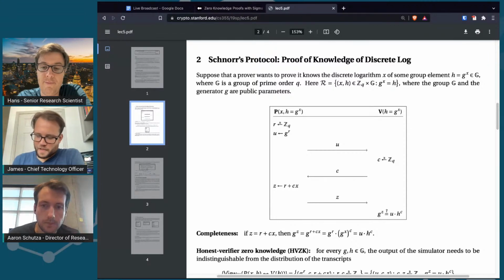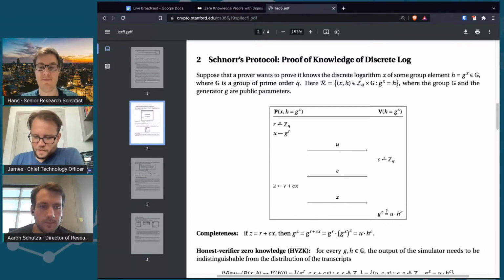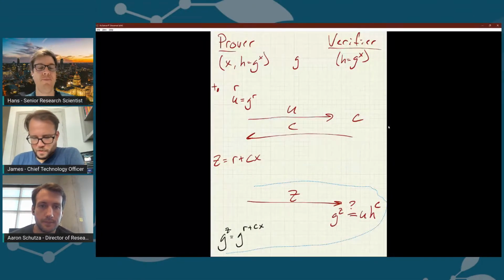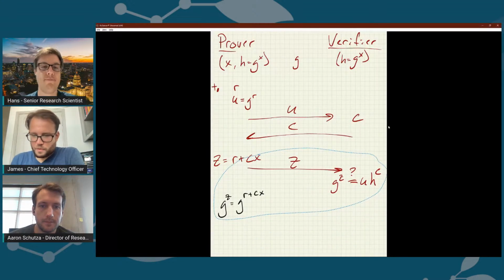That would be the case if we write everything out really pedantically. Because G to the Z would be G to the R plus CX. I'm writing it all out. Do we want to switch back to my screen for a second? Sure. And try and give myself more room on the iPad. Here we go.